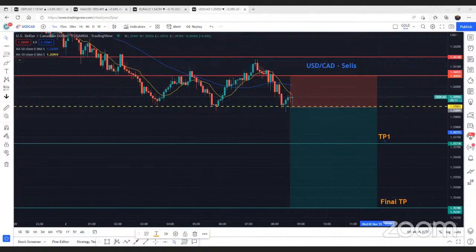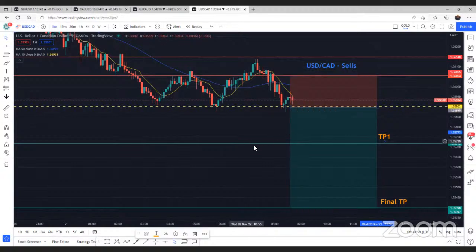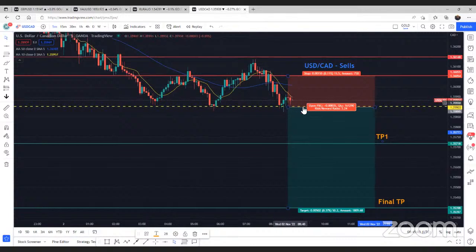Okay, USD CAD. If you're not in USD CAD, I would say wait to see another bearish candle. This is the 5 minute I am on. Wait for another bearish candle. Otherwise, if you jump in, make sure your stop loss is around 15 pips.